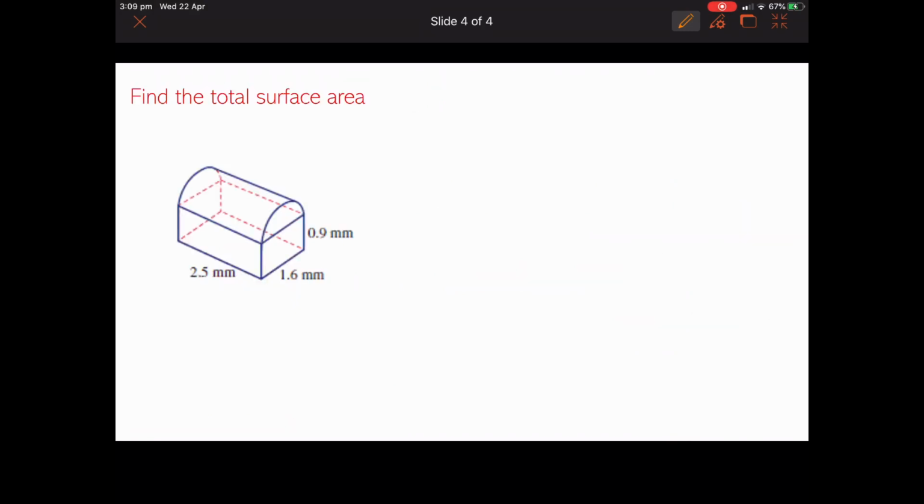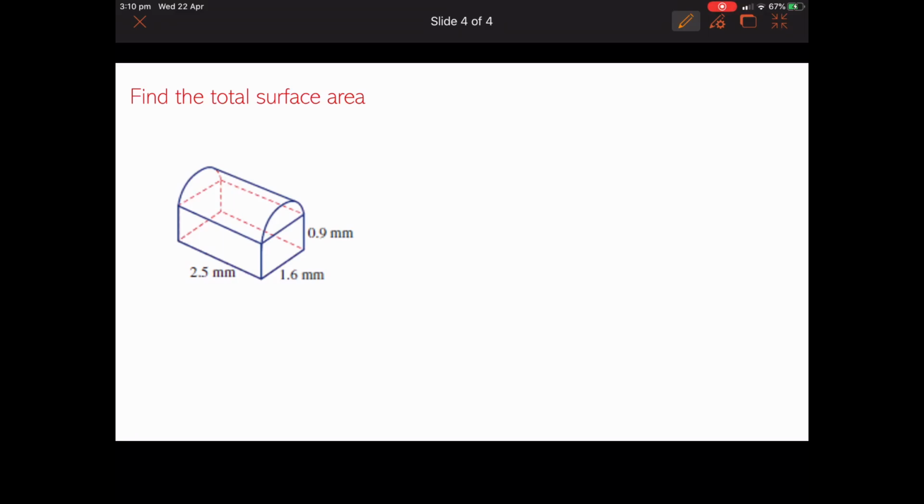The last example we're going to go through is for this composite solid, which is similar to question 6 in the exercise that you'll be working through. So we need to think back to that painter. He doesn't actually need to paint that whole rectangular prism because part of it's covered by that half cylinder on top. So let's think through what he needs to paint.